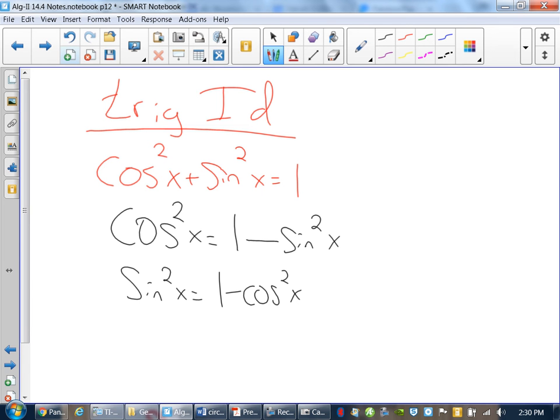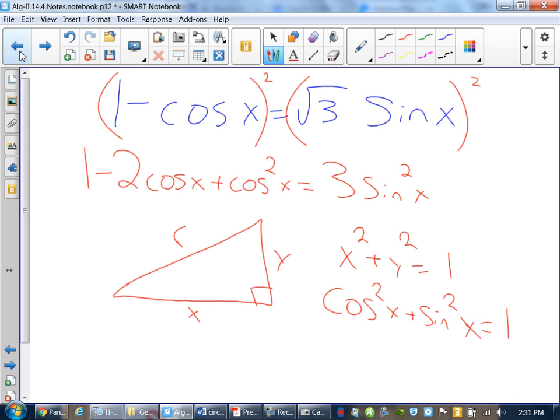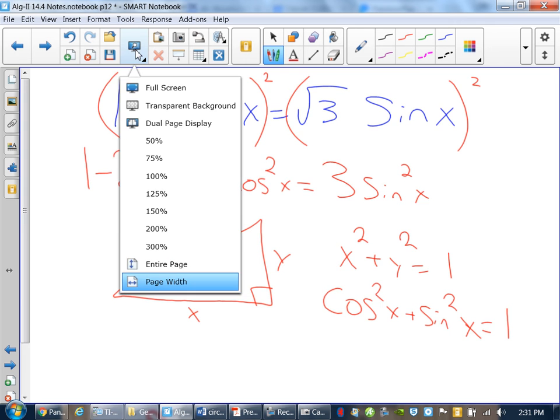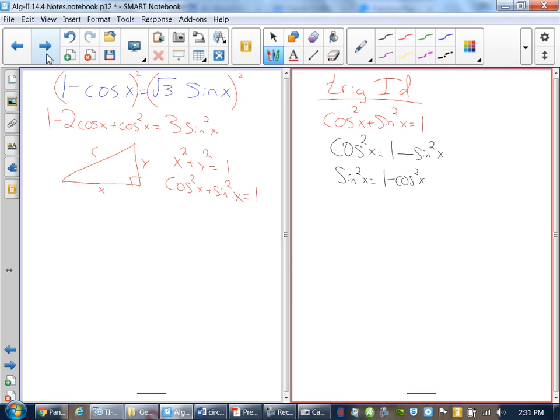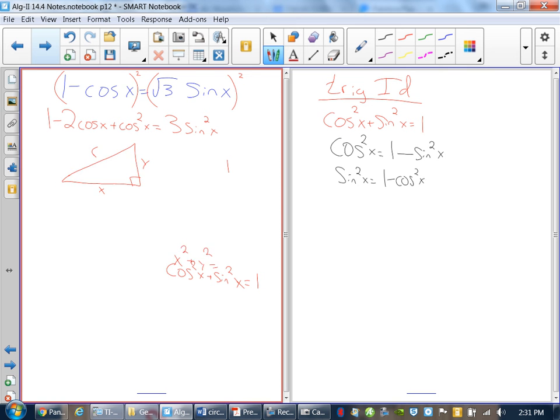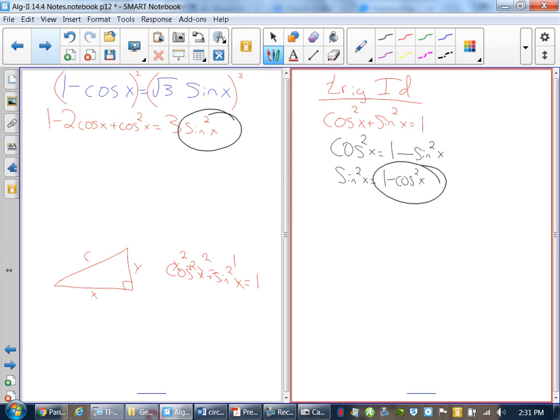So how does this help the last problem? If you look back at the last problem, we have 1 minus cosine squared x. You're going to do some substitution. Because if you go back to the problem that we have, it was something minus 2 cosine plus a cosine squared. Well, I can take this and substitute this.